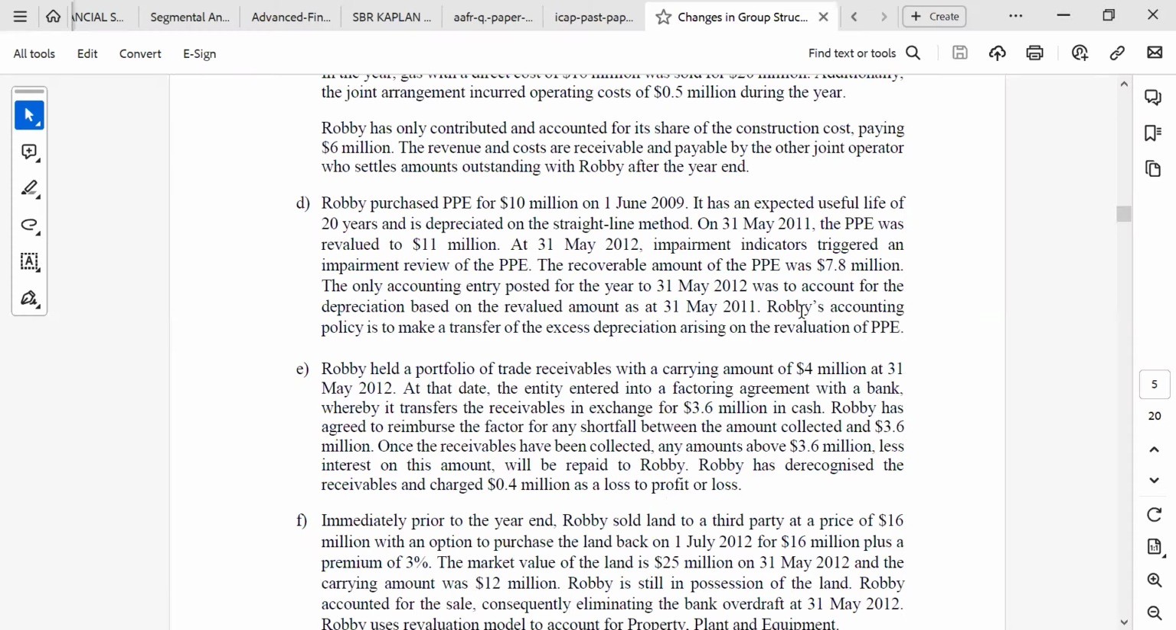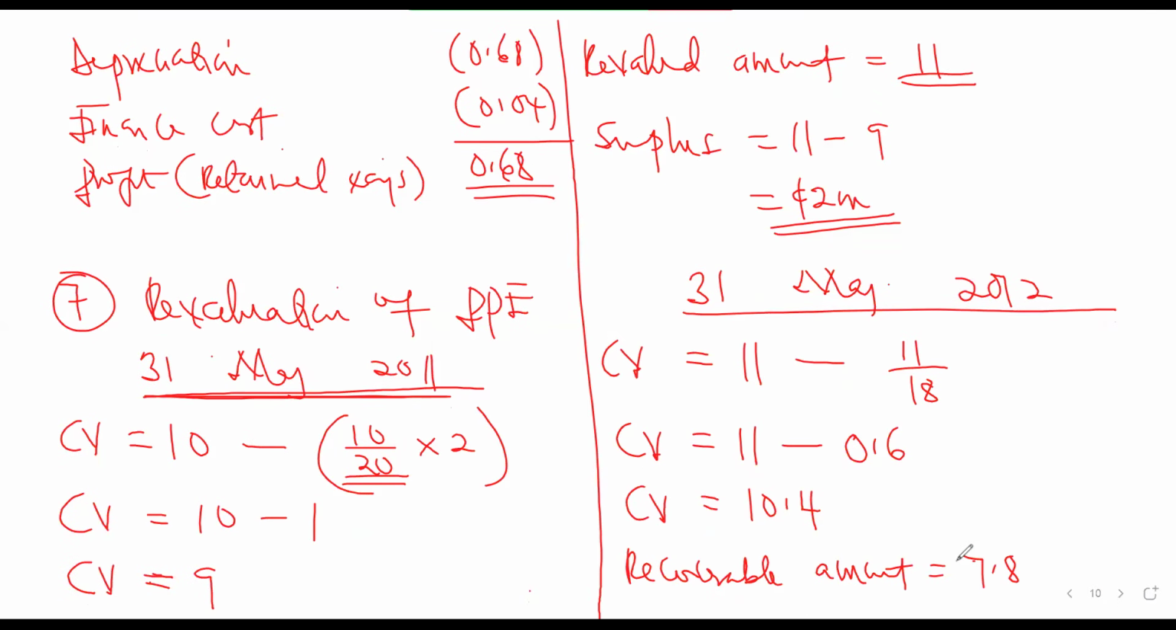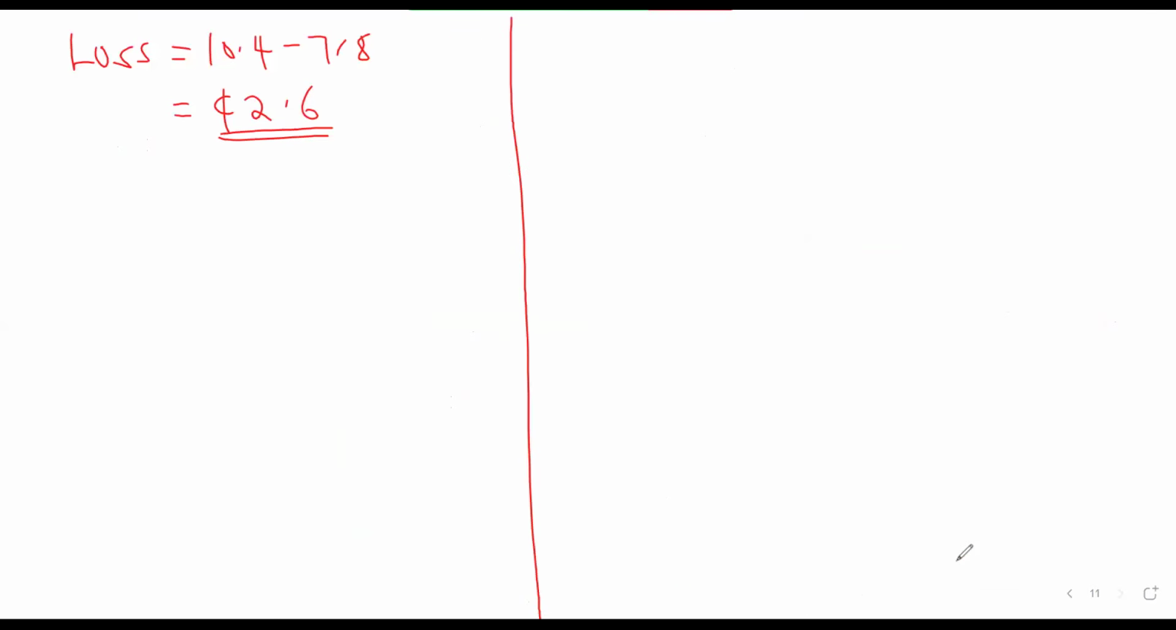They say that Ruby's accounting policy is to make a transfer for the excess depreciation arising on the revaluation of PPE. Okay, this is just very simple. Without the revaluation, what was our annual depreciation? Without the revaluation, our annual depreciation was 10 divided by 20, isn't it? That will give us 0.5. Is that correct?